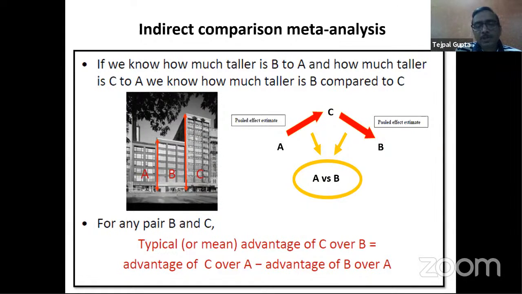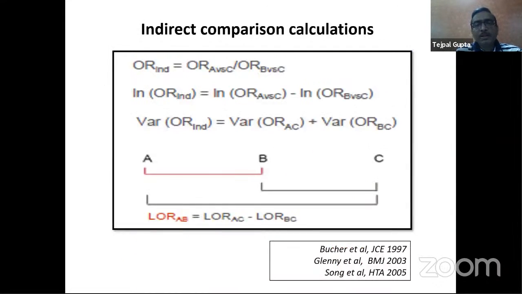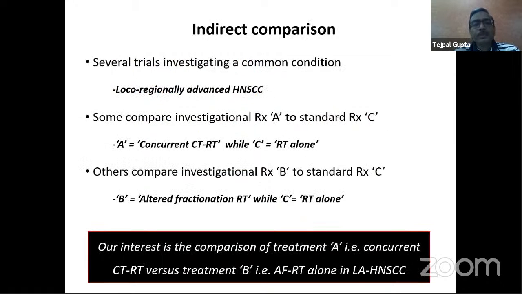And this is for any pair B and C: this is the mean advantage of C over B, which is the advantage of C over A minus the advantage of B over A. So this is a complex calculation. I don't think you need to get into the complexity of it, but this was described by several people in the early 2000s. So we tried to answer a question using the indirect comparison methodology.